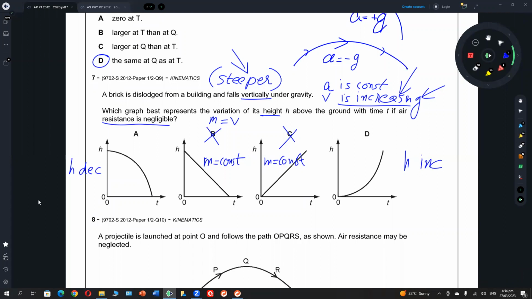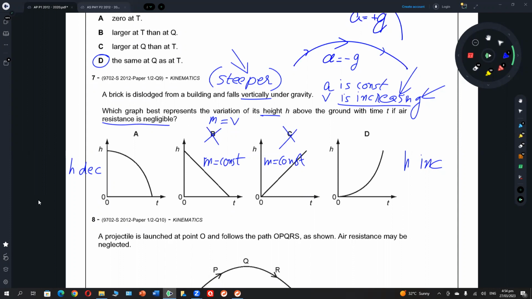Achha, now read the question. That is why AS level is famous for trapping students. Which graph best represents the variation of its height above the ground? Then it is D, because D is going above the ground. Yes. So it means for 7, you have to decide between A and D.